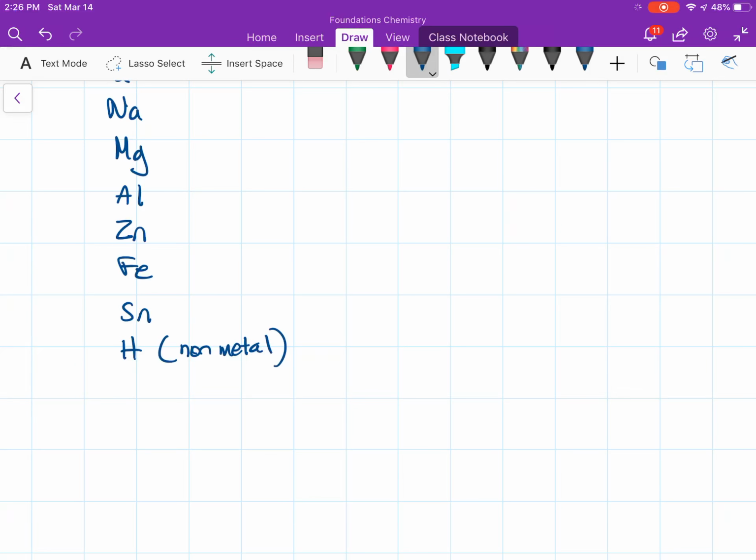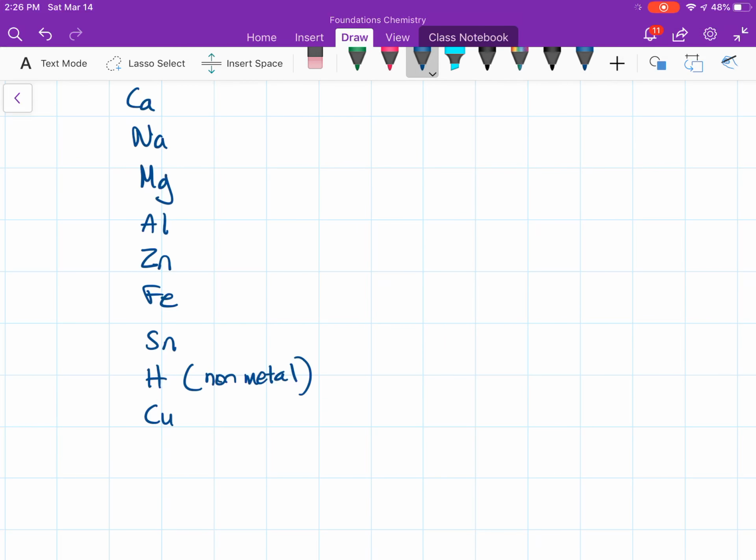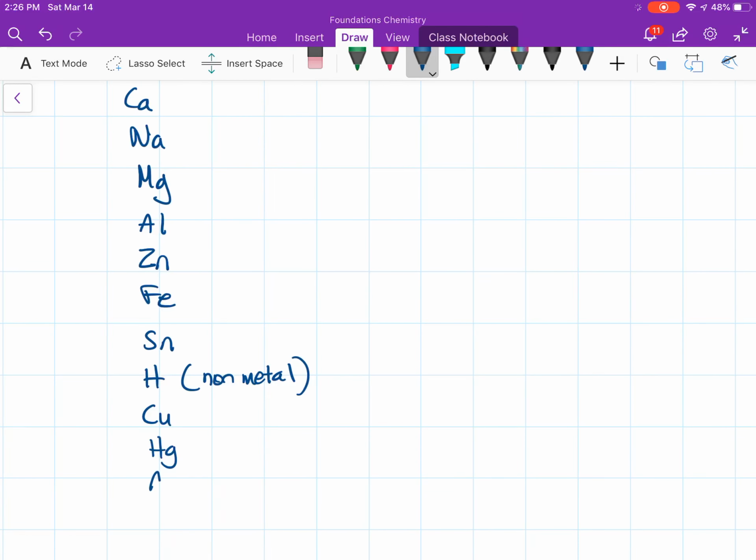Then keep going down, copper and mercury, and then the metals we like to wear: silver, gold, platinum. So if this is your activity series, this is from the most active to the least active. So the metal on the top, if it's single, can replace a metal that's in a compound in aqueous solution.